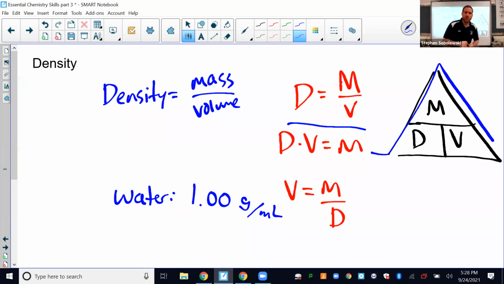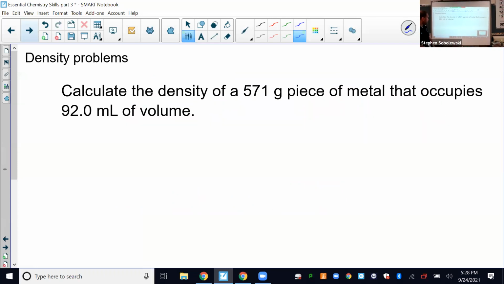That being said, anything with a density greater than 1 is going to sink. Anything with a density less than 1 is going to float. So that's kind of the overall gist of density. Let's go through some density problems.